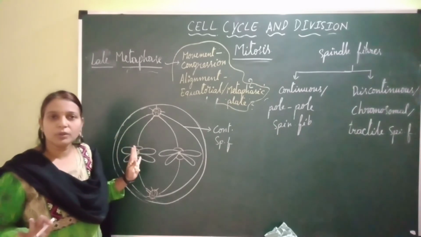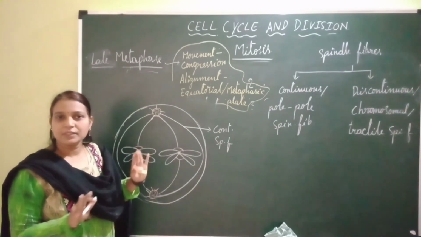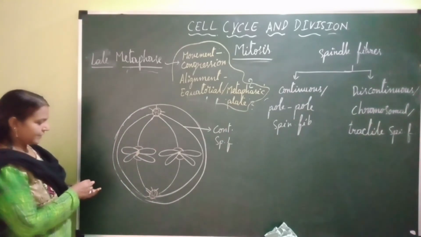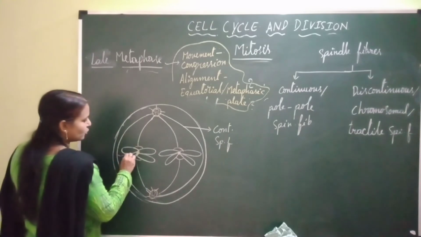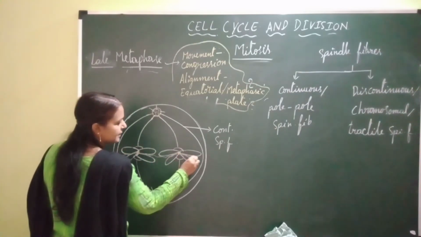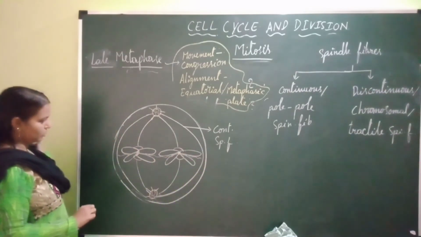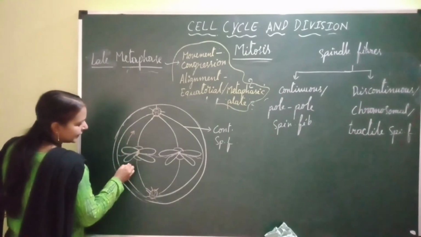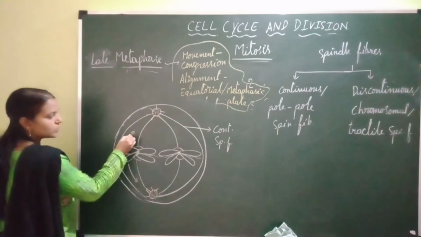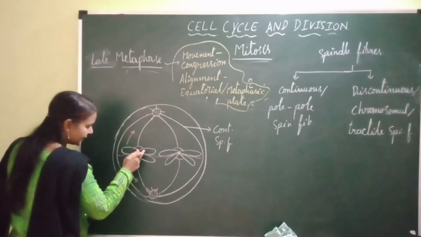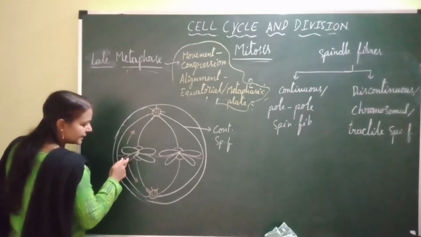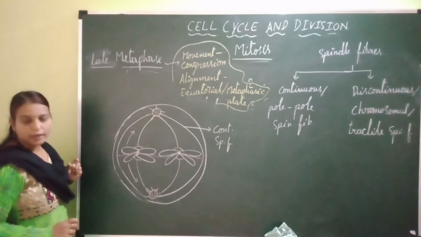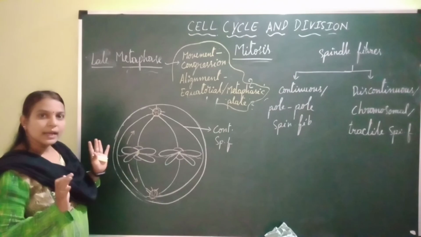So this is all about metaphase. Next, metaphase is followed by anaphase. During anaphase, that is in the early anaphase, what happens? The centromere splits. After splitting of the centromere of these chromosomes, the chromatids get separated and they start moving towards 2 opposite poles of the cell. This chromatid moves towards this pole and this chromatid starts moving towards this pole. Okay. So let's see about anaphase.